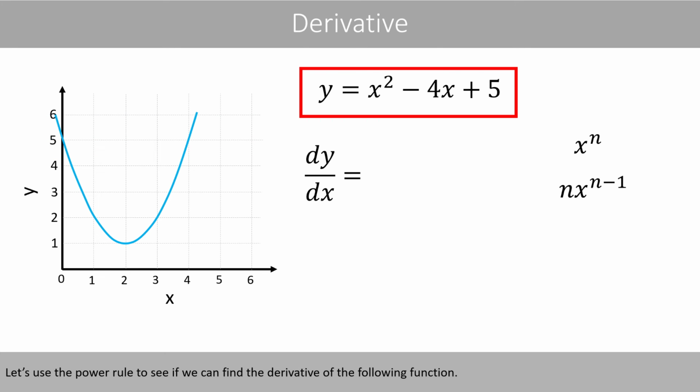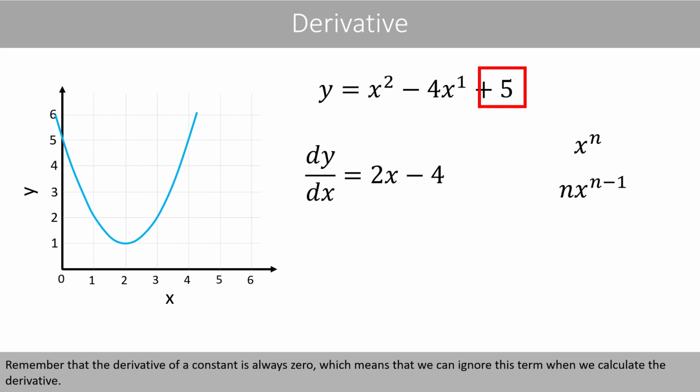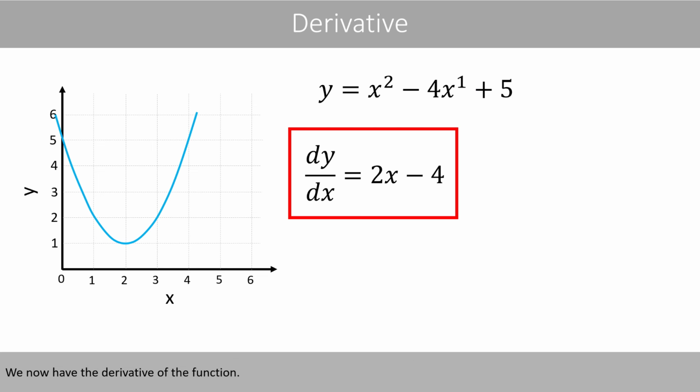Let's use the power rule to see if we can find the derivative of the following function. We move the 2 down here and reduce the exponent by 1, and simplify. We then move the exponent down here and reduce the exponent by 1, and simplify. Remember that the derivative of a constant is always 0, which means that we can ignore this term when we calculate the derivative. We now have the derivative of the function.